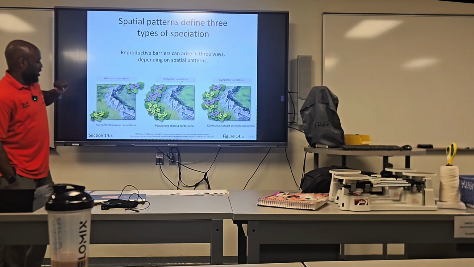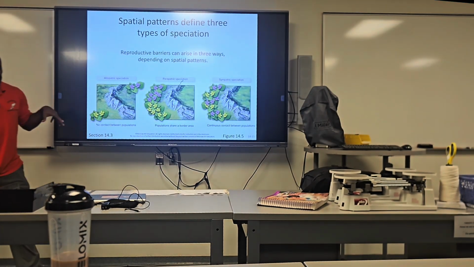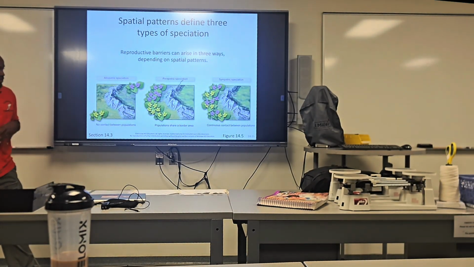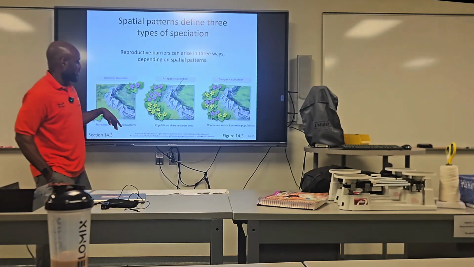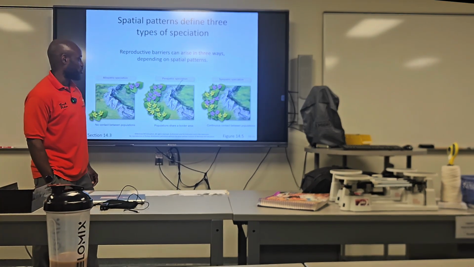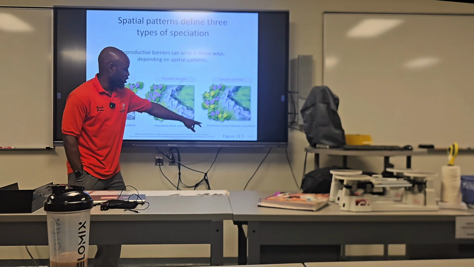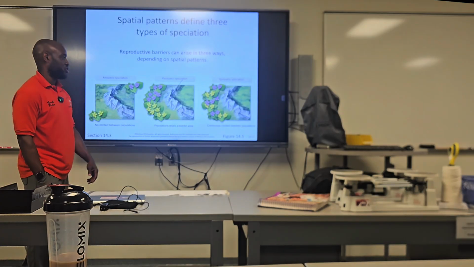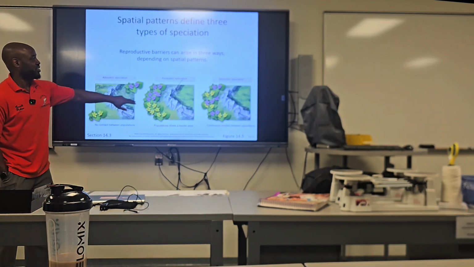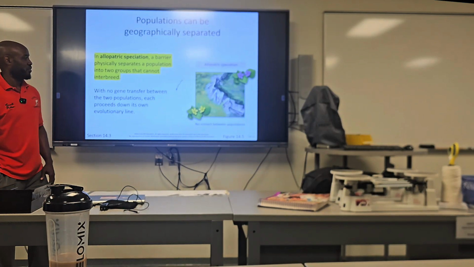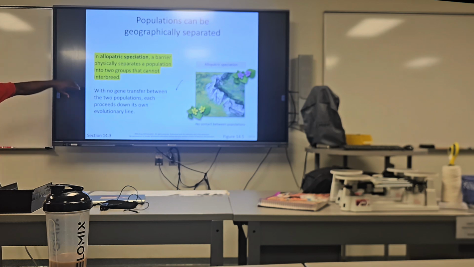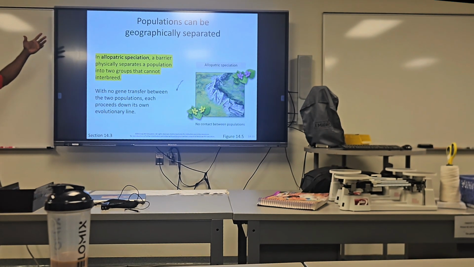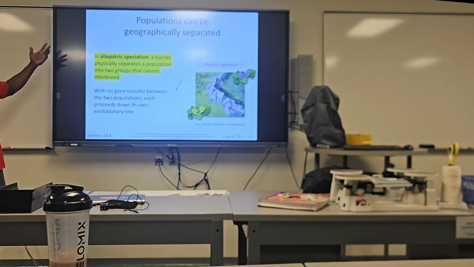All right. So like two populations start developing with gaps between them. Populations share a border area. Continuous contact between populations, two different populations. So different things can produce different reproductive barriers. So the first one, allopatric speciation, a barrier physically separates a population into two groups.